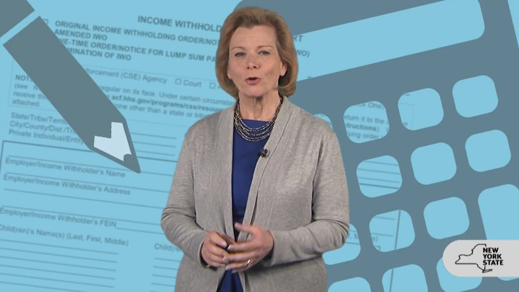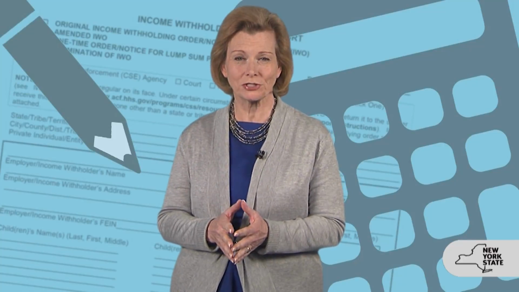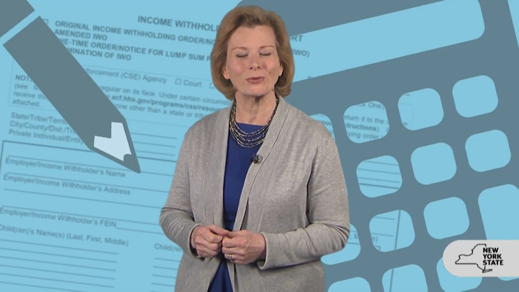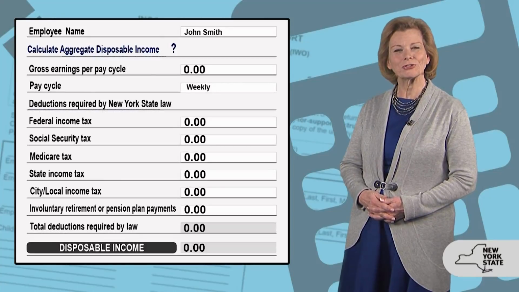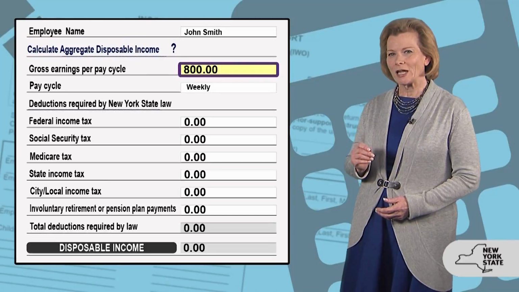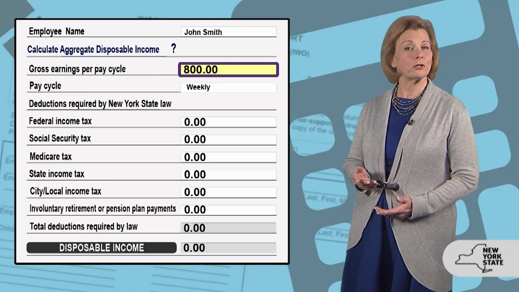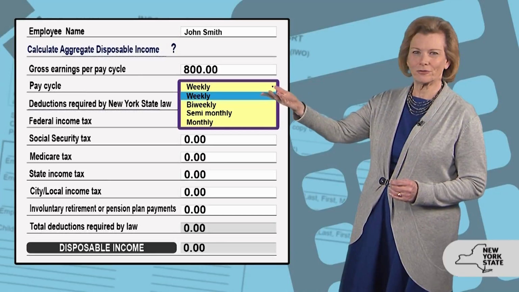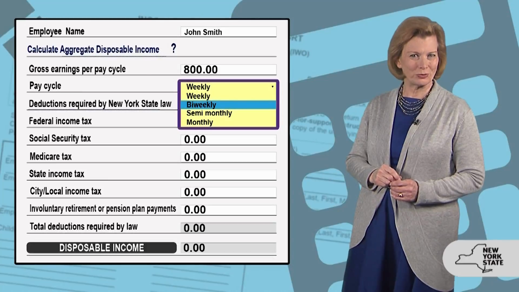In our scenario, we have gathered all information about a hypothetical employee who earns $800 biweekly and has one income withholding order. Now let's start our walkthrough to see how to use the calculator. We will begin by using the calculator to calculate the employee's aggregate disposable income. First, enter $800 in the gross earnings per pay cycle field. This is the amount the employee earns before any deductions. Then, select the pay cycle from the drop-down menu. Our employee is paid bi-weekly, which is every 2 weeks.